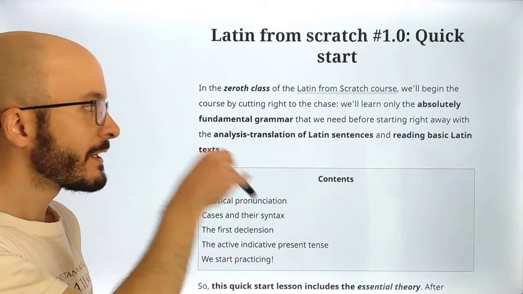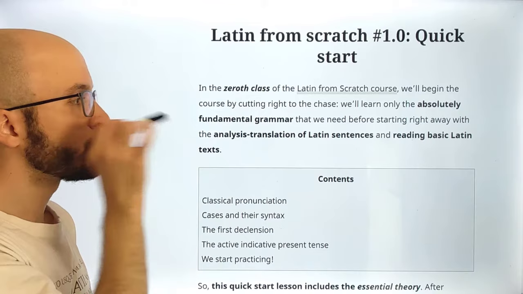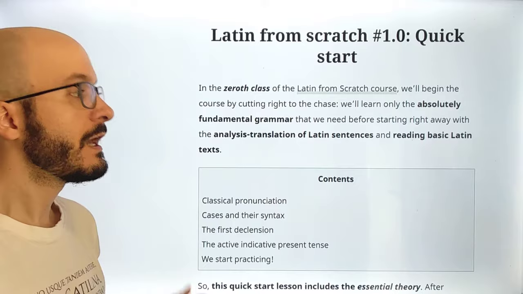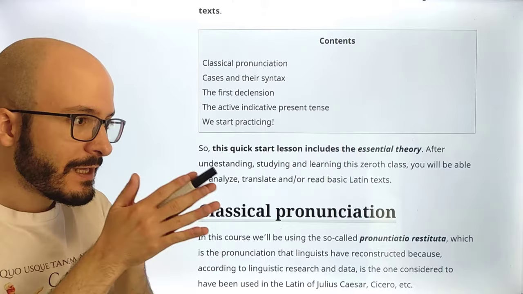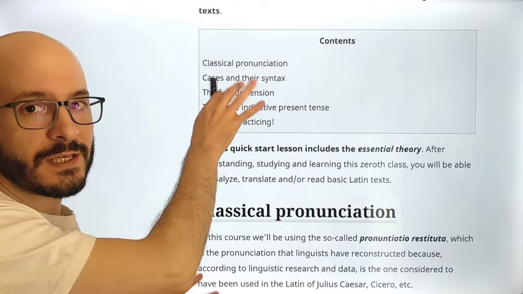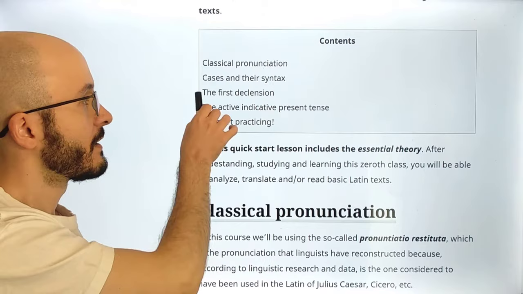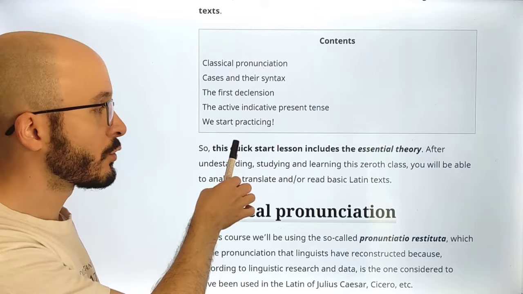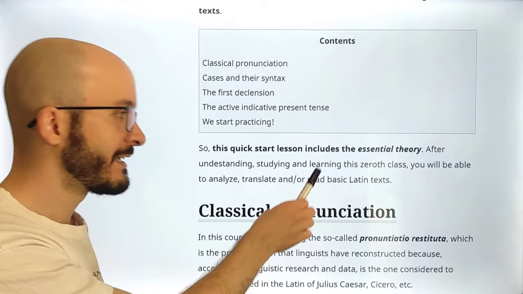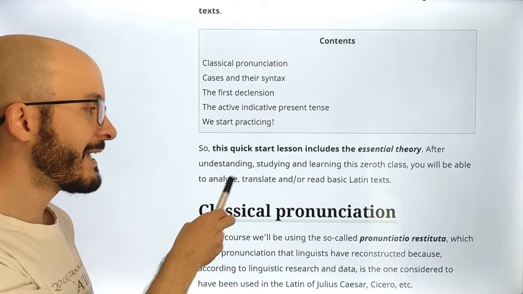We'll learn only the absolutely fundamental grammar that we need before starting right away with the analysis and translation of Latin sentences and reading basic Latin texts. My purpose with this class is pretty much to teach you everything that you need to start in less than 20 minutes, okay? So let's begin. This is what we are about to learn in these 20 minutes: classical pronunciation, cases and their syntax, the first declension, the active indicative present tense, and later we will start practicing right away. As I said, this quick start lesson includes the essential theory. After understanding, studying and learning this zeroth class in this order, you will be able to analyze, translate and read basic Latin texts. So let's begin.